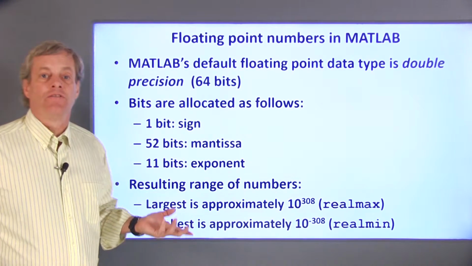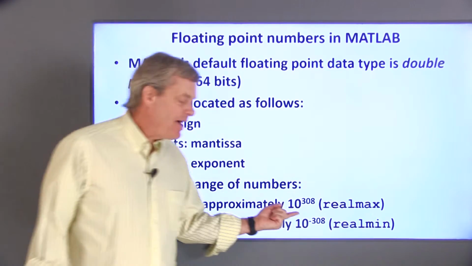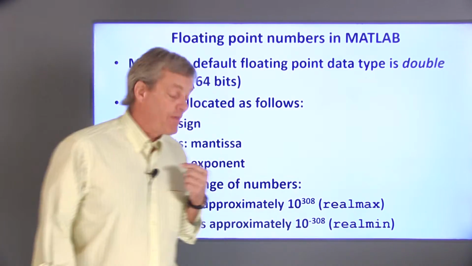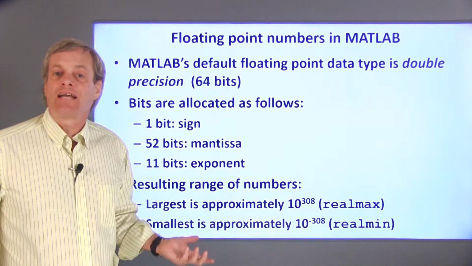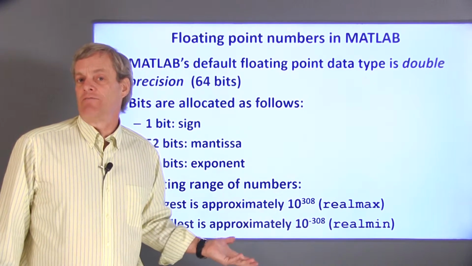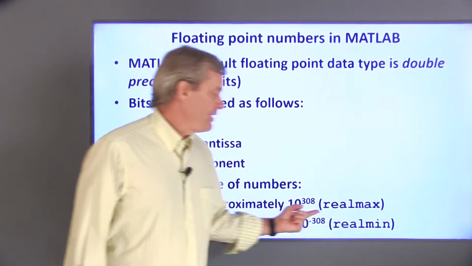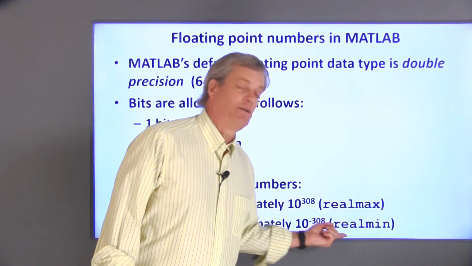With this allocation, the largest number we can represent is about 10 to the 308th, and the smallest number is about 10 to the negative 308th. The exact values are available as predefined variables in MATLAB. The largest value is called realmax, and the smallest is realmin.